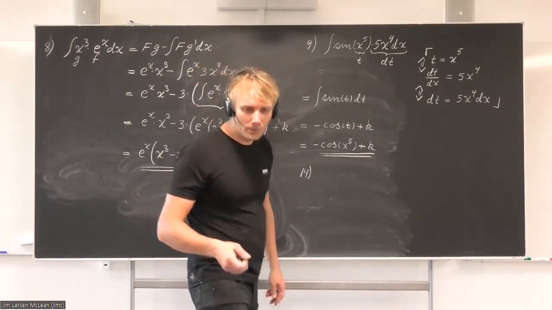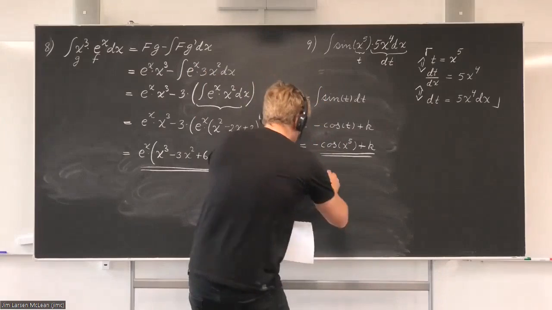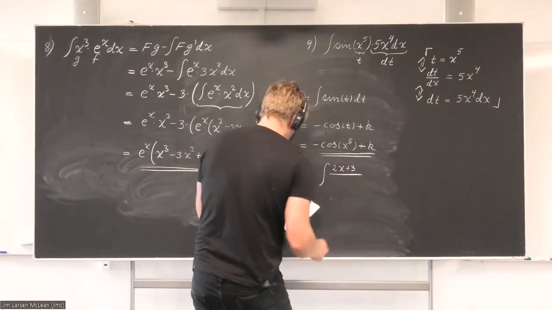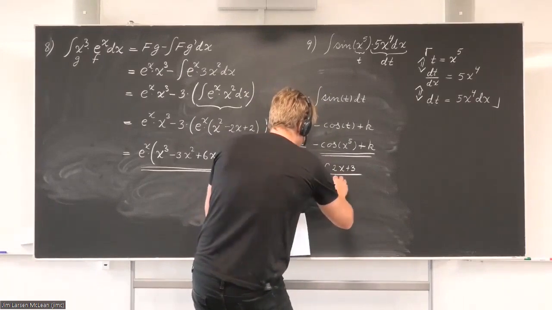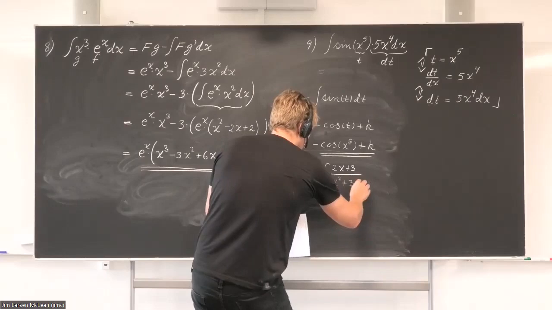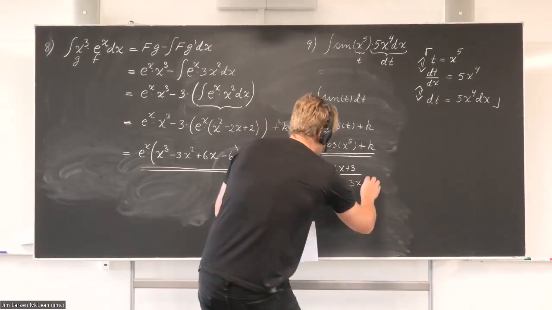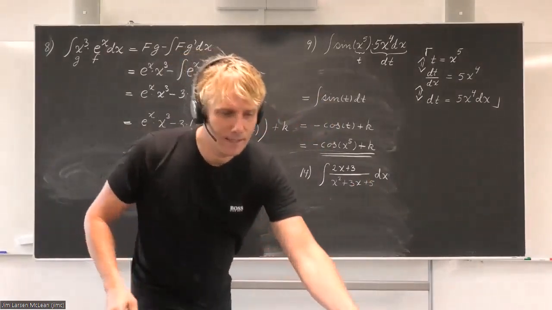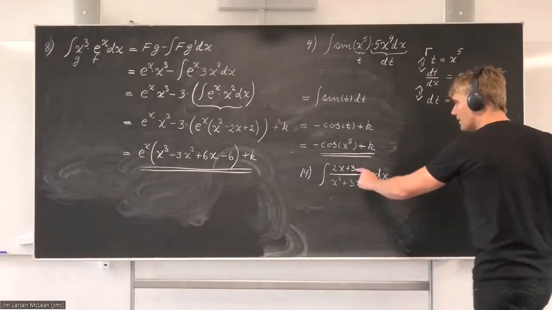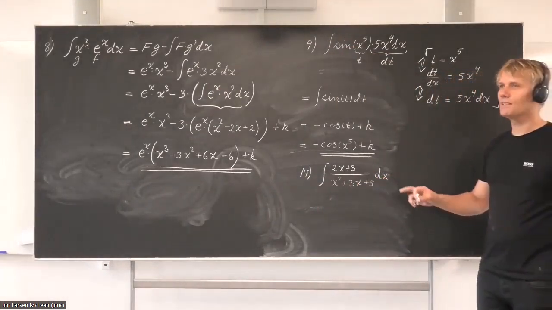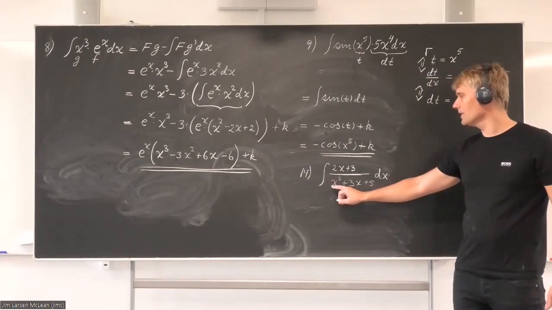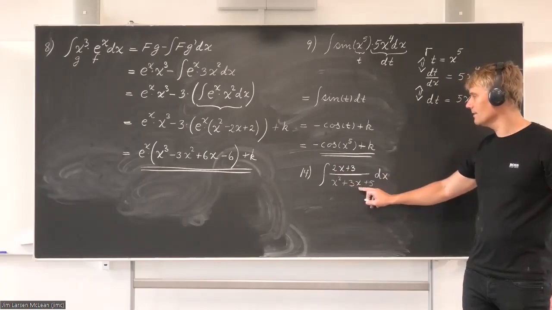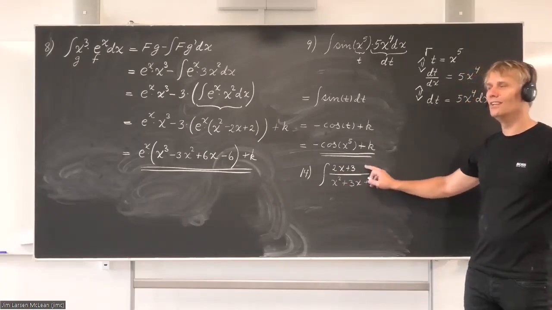So, problem 14. It says the integral of 2x plus 3 divided by x squared plus 3x plus 5. I made that up. And what you are supposed to notice in this problem is that the denominator differentiates to the numerator. Not just approximately, but exactly. Because if you differentiate x squared plus 3x plus 5, what's the result? Yes, x squared differentiated gives 2x. 3x differentiated gives 3. 5 differentiated gives 0.